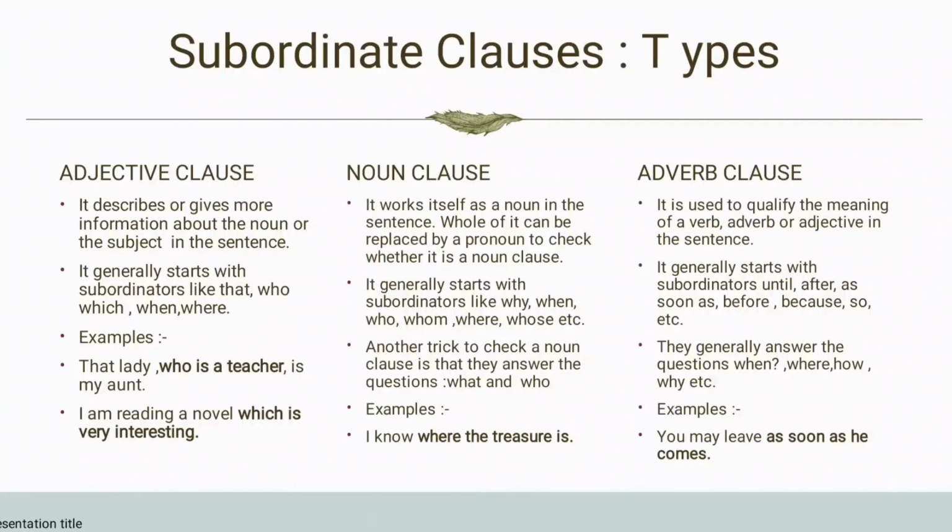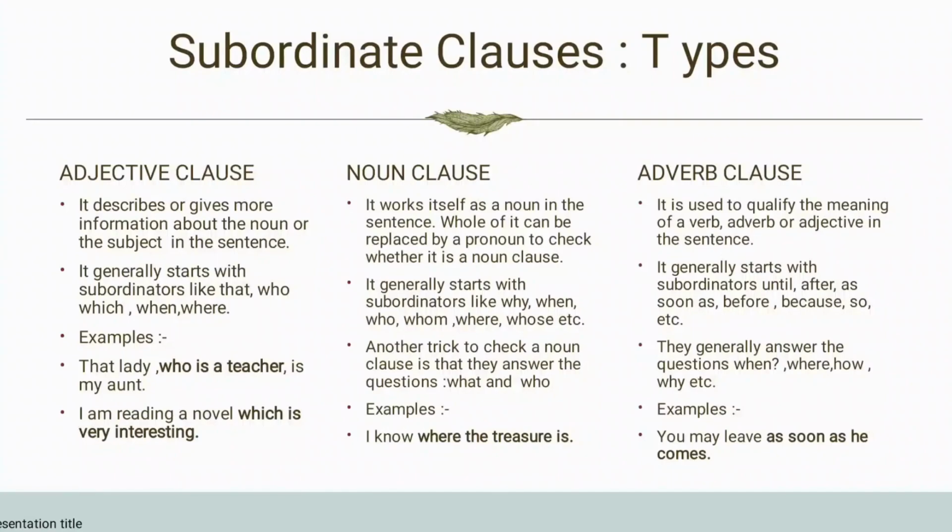I am reading a novel which is very interesting. Novel. Which novel? So novel is a noun, the subject, and more information about it is given in the dependent clause, "which is very interesting." So it is an adjective clause.